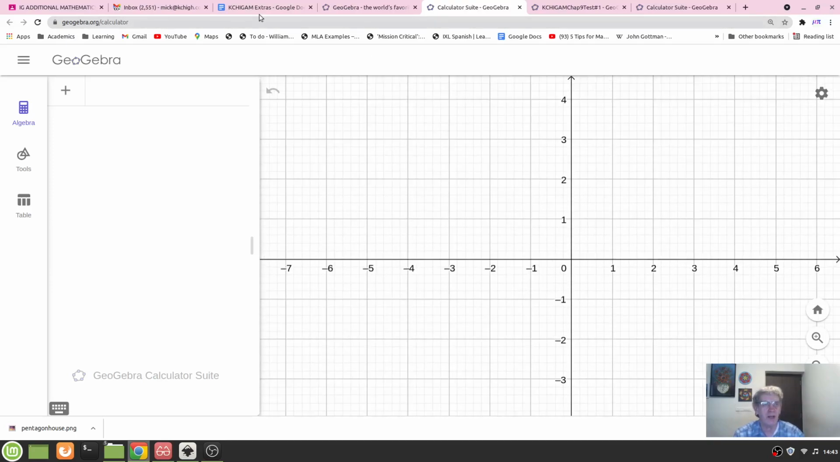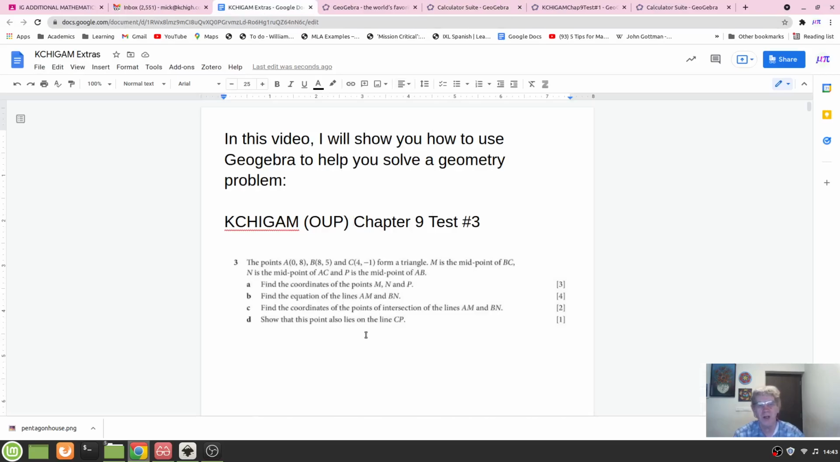So let's go back to the question and let's get it started. You'll see quickly how useful GeoGebra is. So I have 3 points: (0, 8), (8, 5), and (4, -1). Now it's probably a good idea, for many reasons, when you're doing work on a computer or a calculator, to make sure you have a sheet of paper or your notebook handy where you can jot down little pieces of information, so you're not needing to go back and forth all the time between tabs.